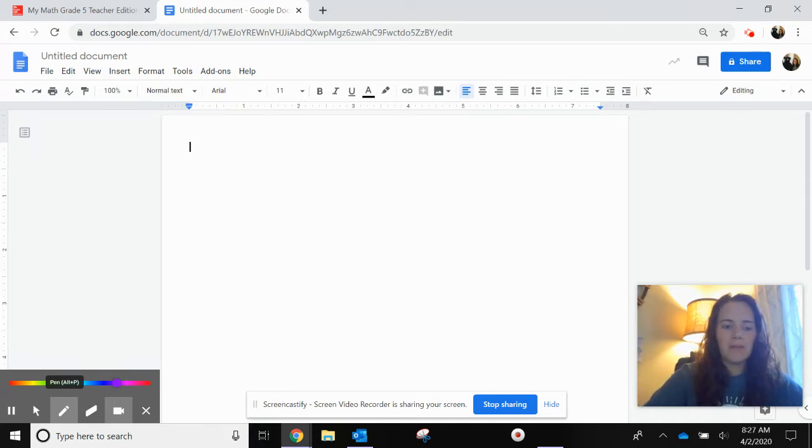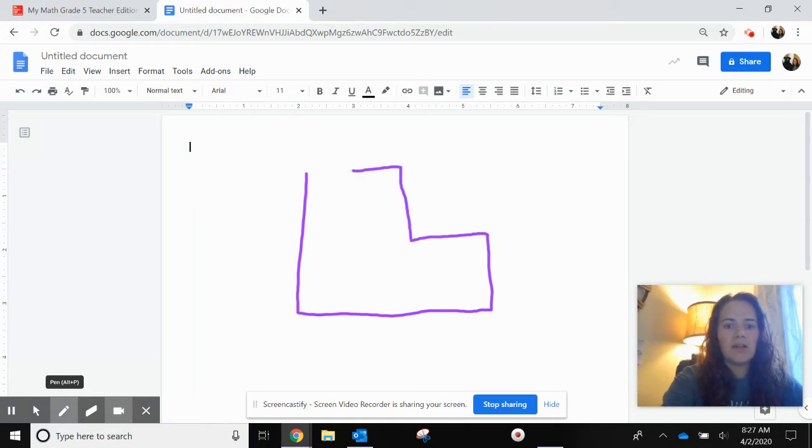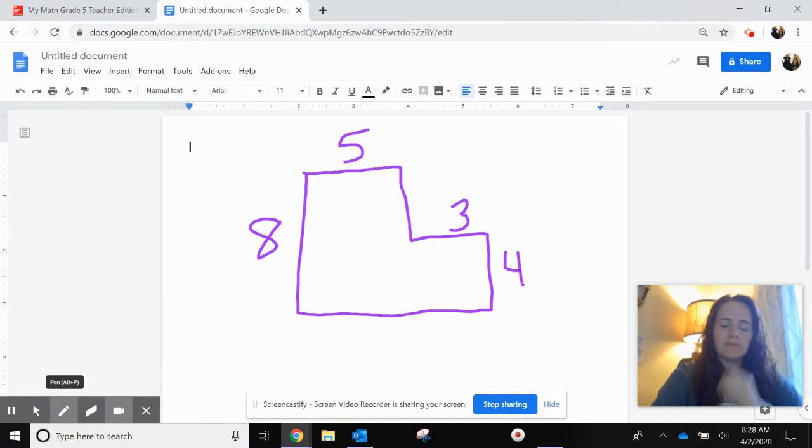Okay, so in fourth grade, you would come across figures that look like this when you were learning about area and perimeter. In fact, you did this in third grade math too. These are called rectilinear figures. I call them funky figures because they look super funky. Let's say this was a 5, 3, 4.